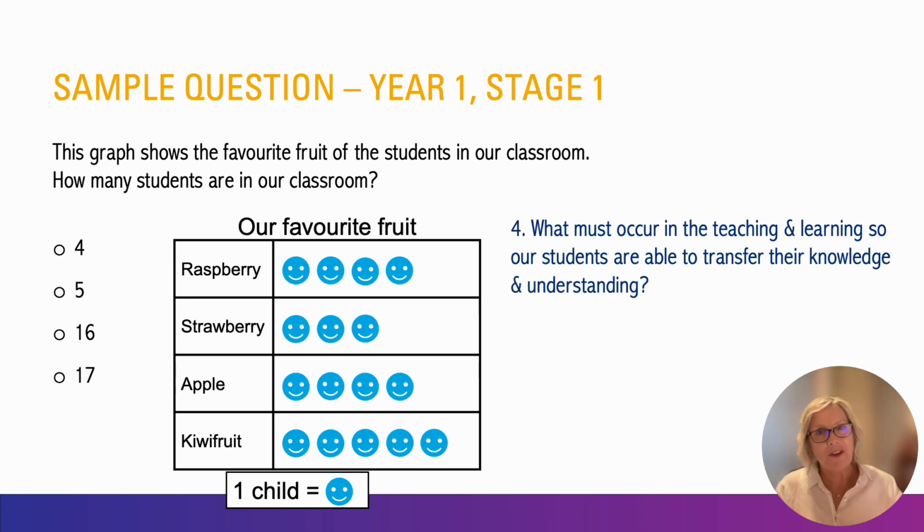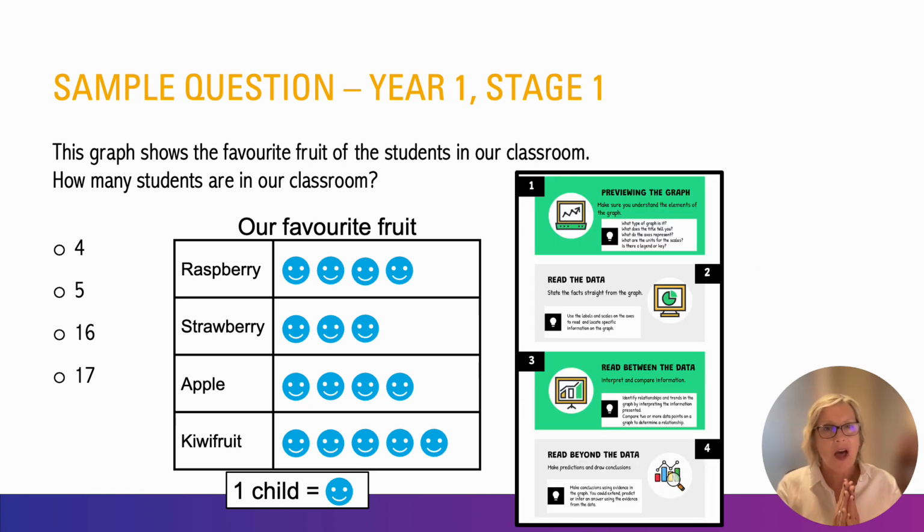So, what must occur in our students' learning experiences? Well, let's analyse the question to consider the learning needs using the 4 steps. Where does this question fit on the 4 steps? Well, I would suggest that students would be reading the data and reading between the data. Students need to preview the graph to identify and clarify the elements of the graph. They would then read the data and apply this information to answer the question.